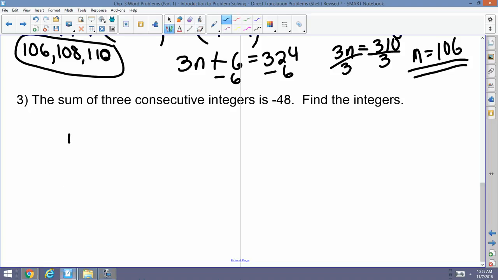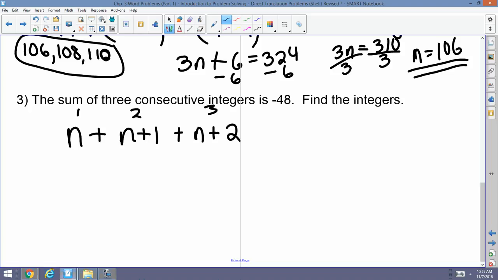What's my next integer? N plus 1, because it's a consecutive integer, not a consecutive even or consecutive odd. In that case, it would be n plus... and then what's my next one? No, n plus 2. Guys, how did I get from 1 to 2? And how did I get from 1 to 3?